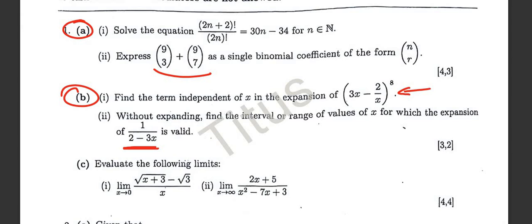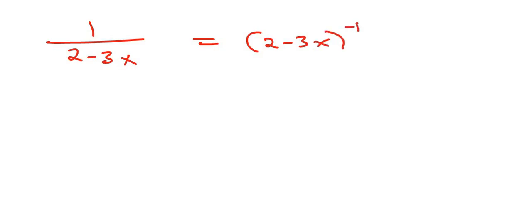Then look at this question down here. They're saying, without expanding, find the range of values for which this expression is valid. It's like them asking you to get the domain of a series or an expansion. 2 minus 3x. Is everyone okay if I write this as 2 minus 3x to the power negative 1?